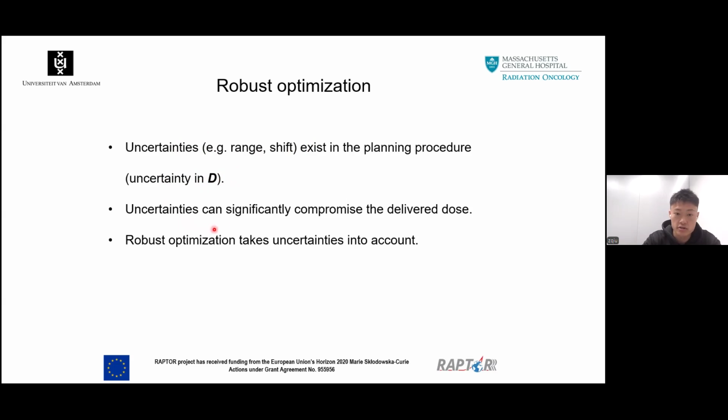And these uncertainties can significantly compromise the delivered dose. So the target coverage can be compromised. Also, we can deliver unnecessary dose to the surrounding normal tissues. So in radiation therapy, we use robust optimization as a common technique to account for the uncertainties.